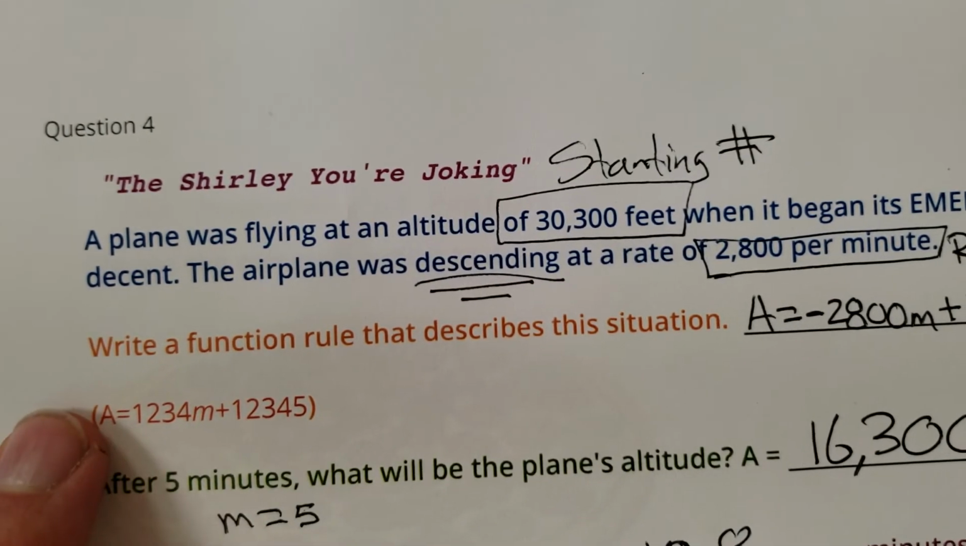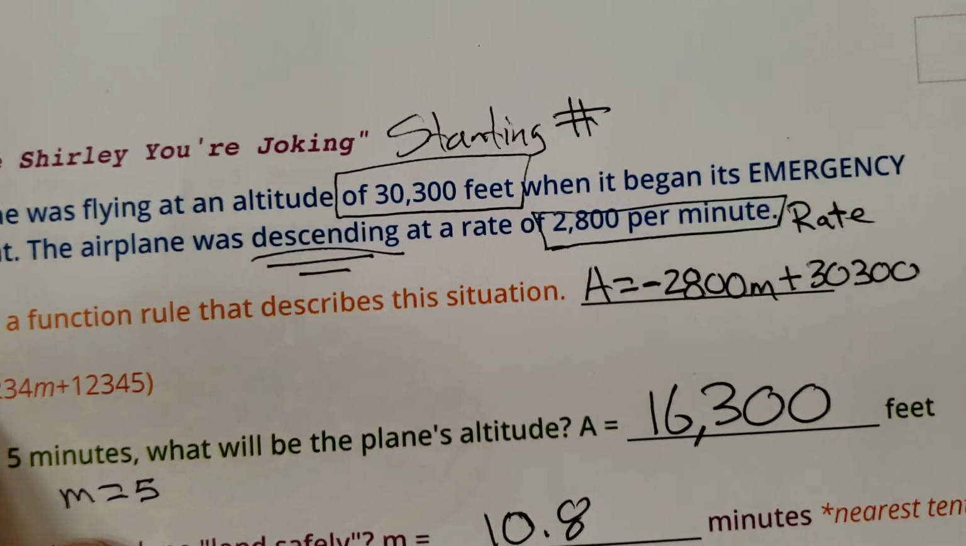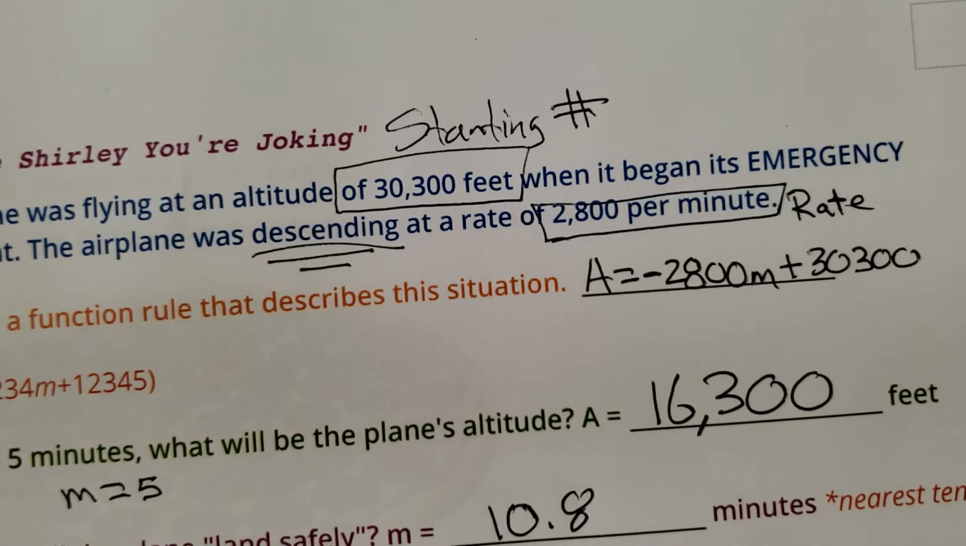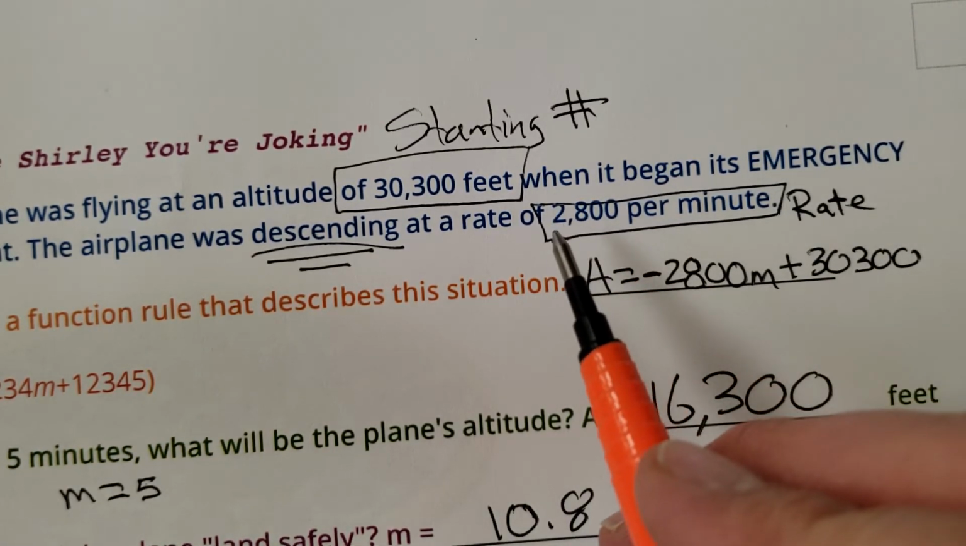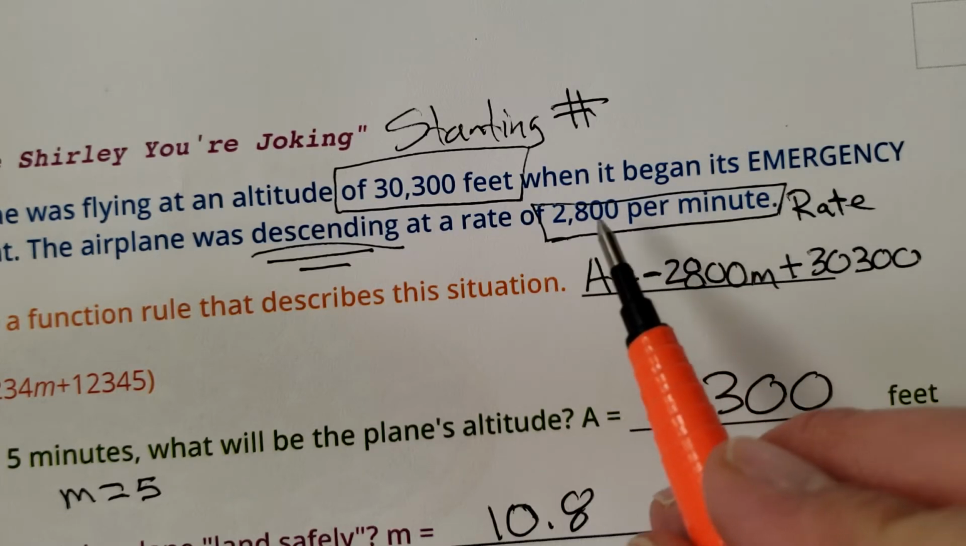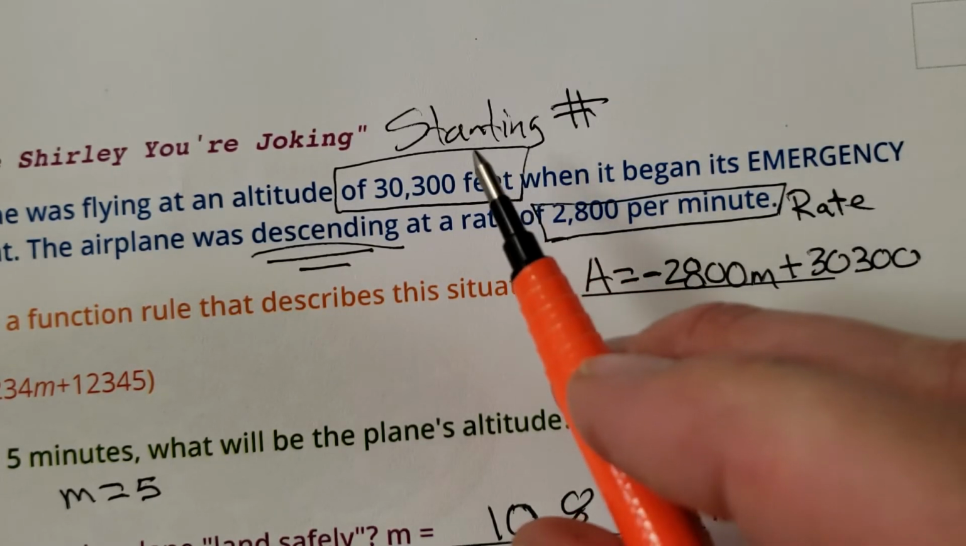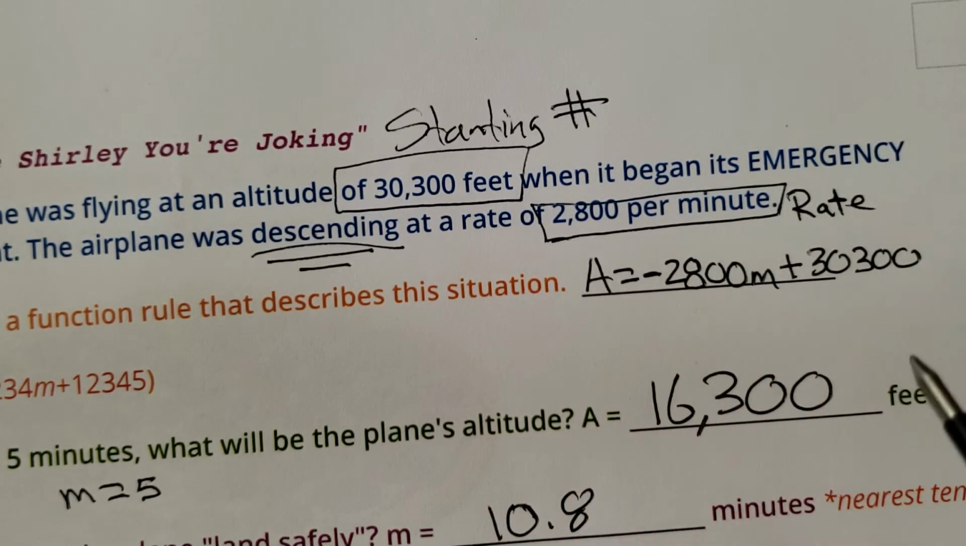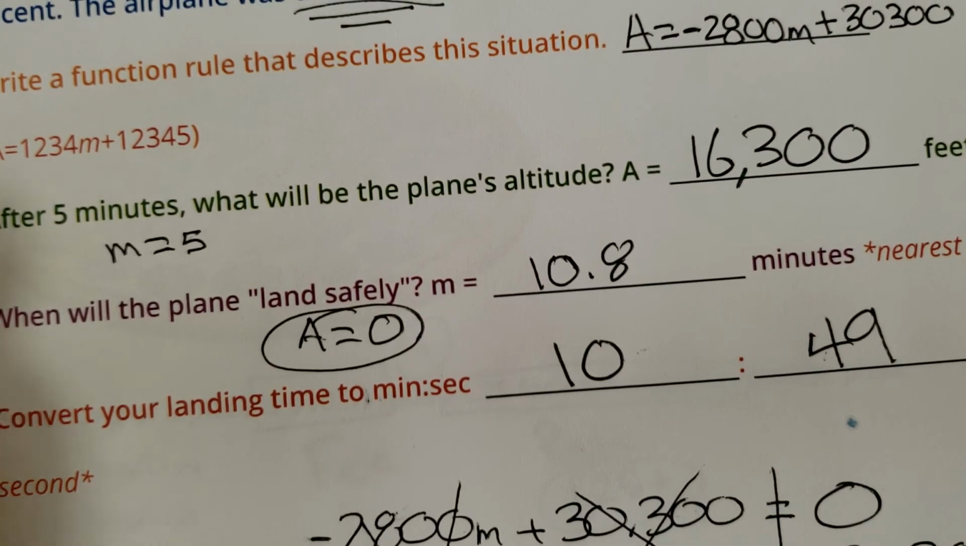So it all starts off with making the proper equation, the proper function. Okay, so the descending 2,800 per minute goes there, and there's your starting amount right there. Make the equation, make the function, do the math, and everything will be okay.